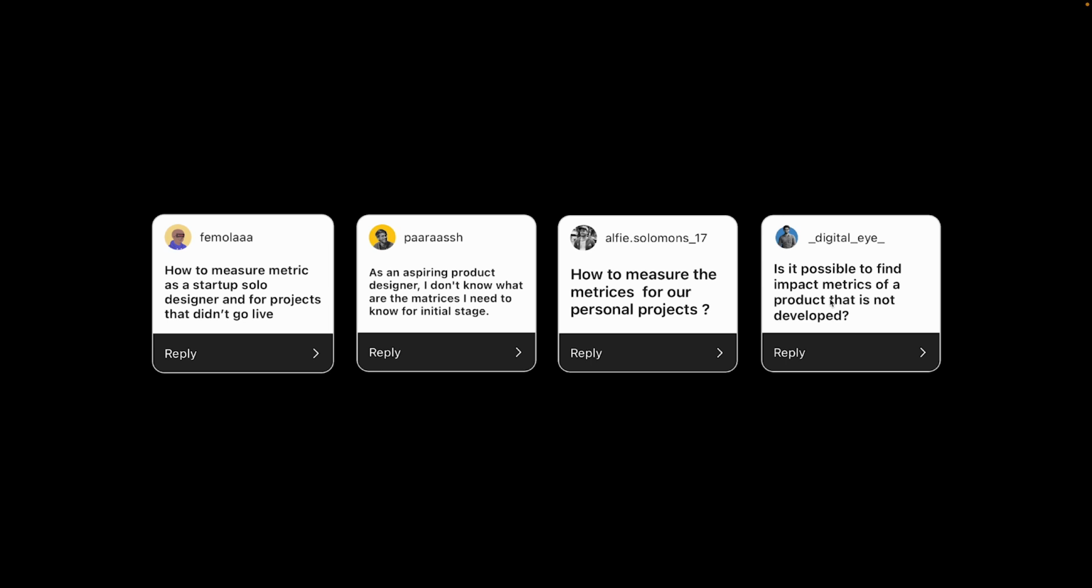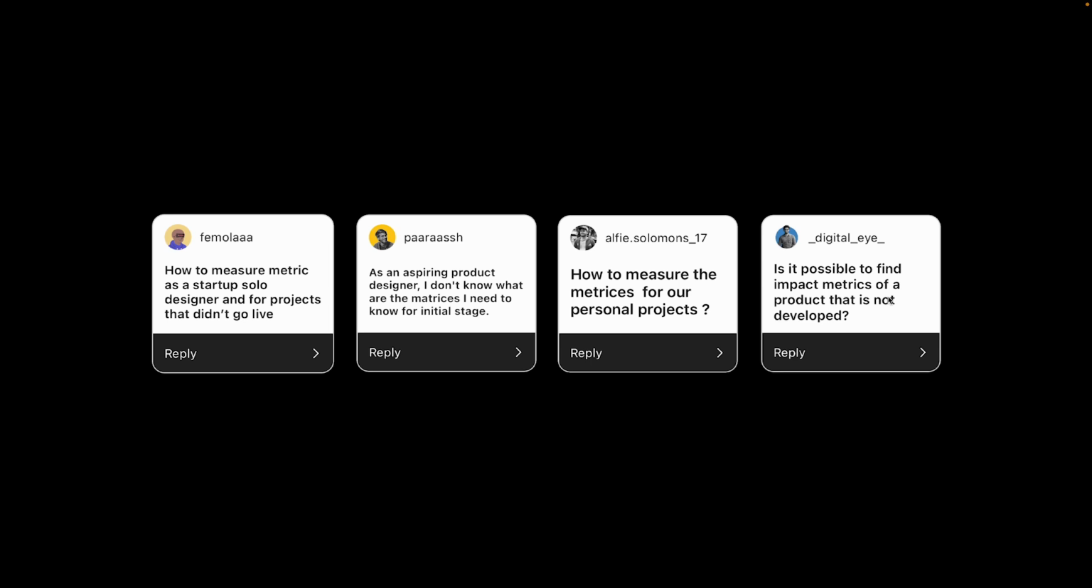If you're developing a product, you should know what problem you're going to solve. What are the company goals? So when you say find impact metrics, I don't really know what that means. All right. But even if it is not developed, you are solving a problem at the end of the day and you know what is supposed to happen when that problem is solved, right?